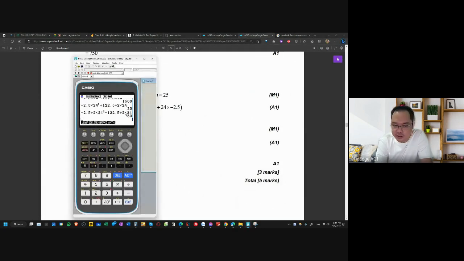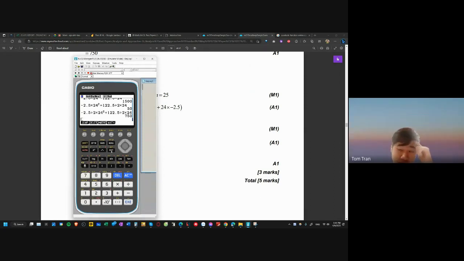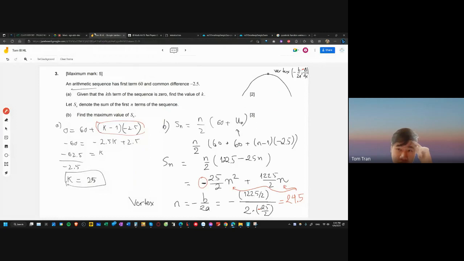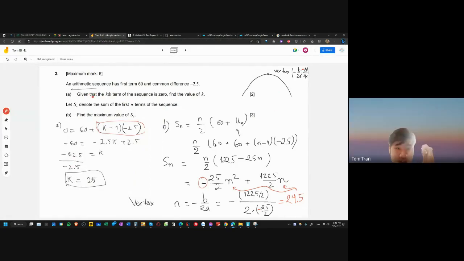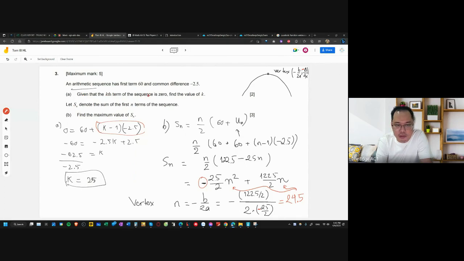It's not 24, not 25. Because the 25th term is 0. Given that the term number 25 is 0, the sum of the 25 terms and the sum of the 24 terms is the same. Okay, luckily.